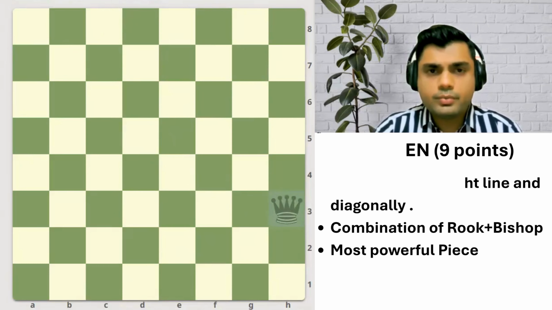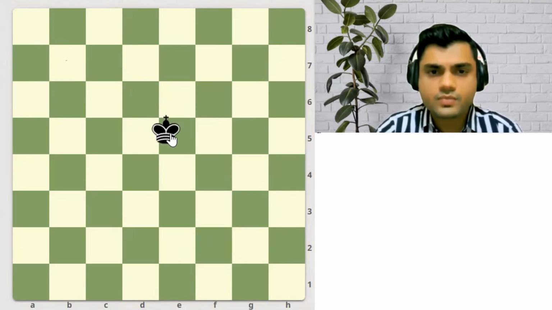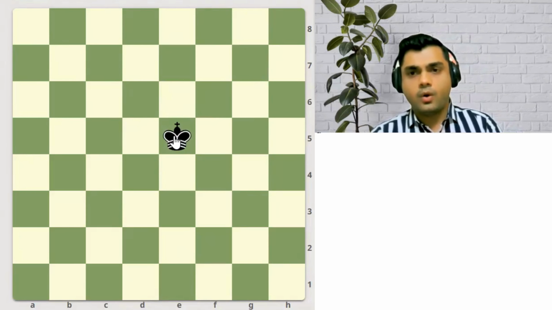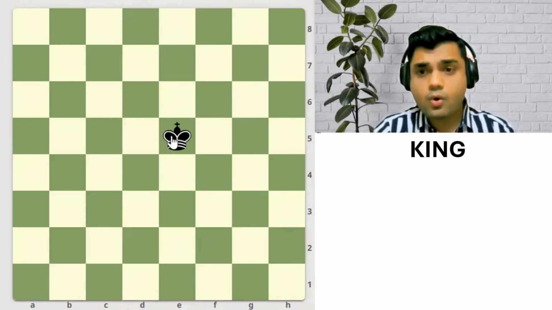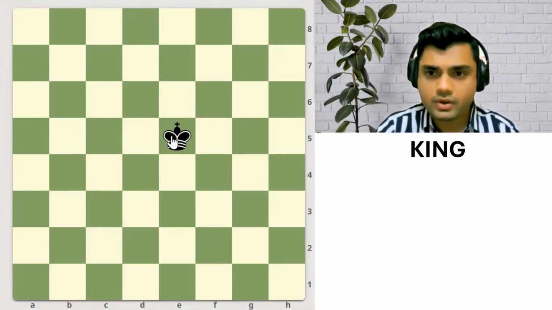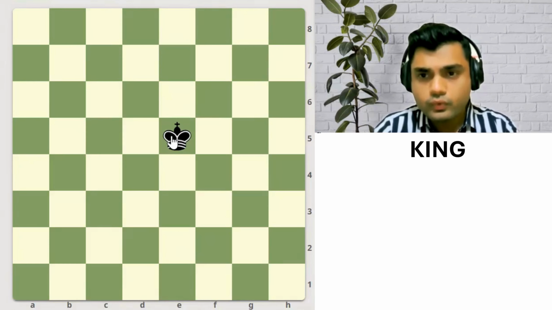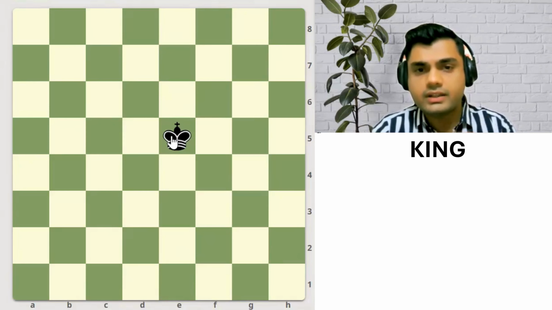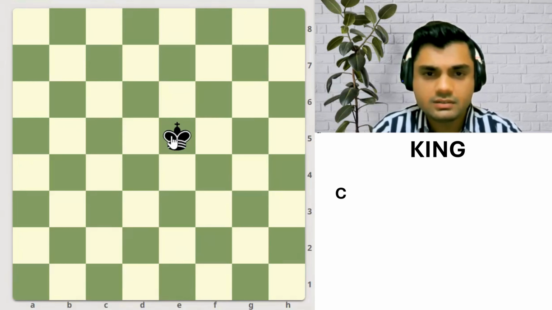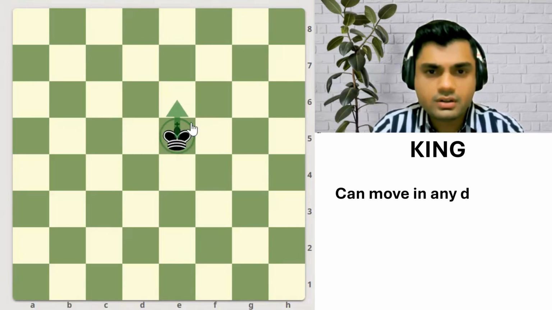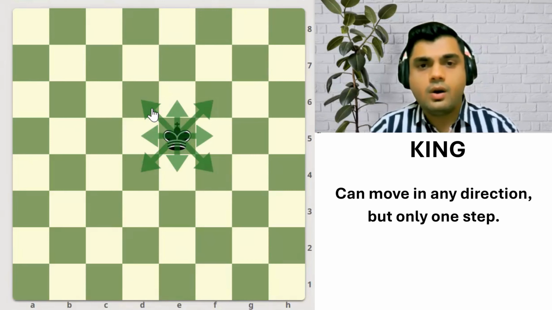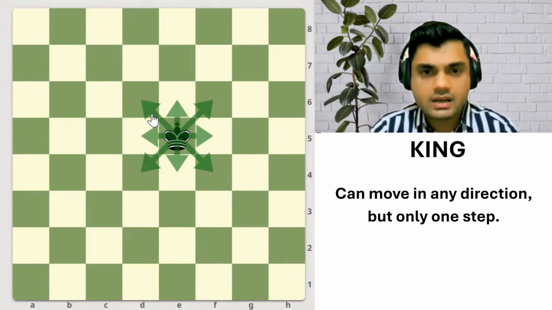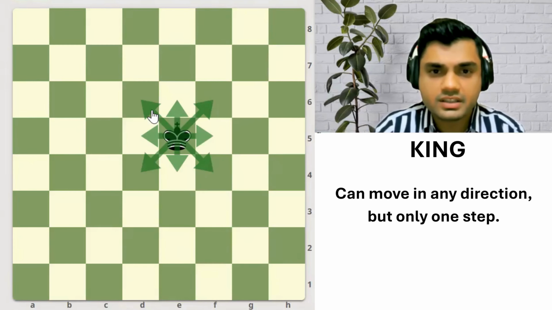Now coming to the movement of the king. How does the king move? King can move in any direction but only one step. For example, if king is here, the king can move here, here, here. All the squares which are marked by the arrow are the squares where the king can move.